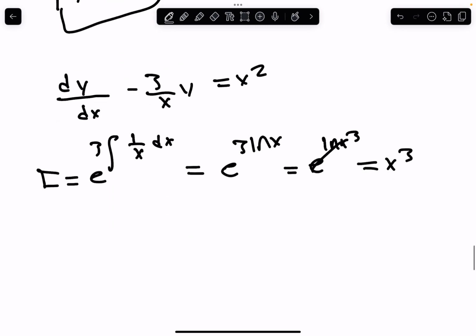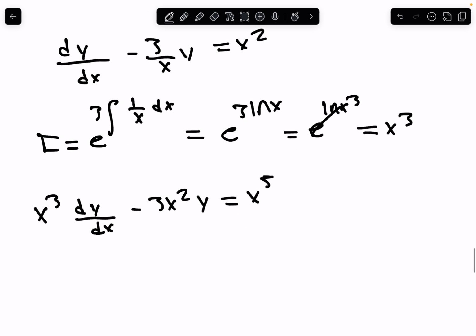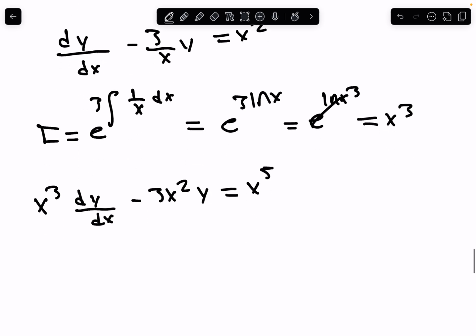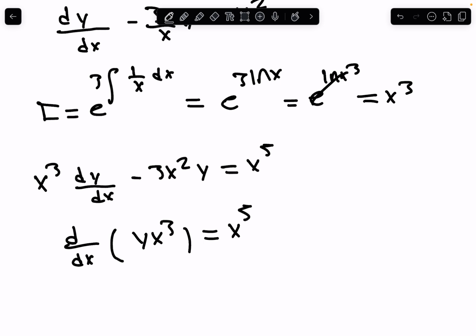So let's multiply through by x cubed. So it will be x cubed dy by dx minus, so the x and x cubed cancel, it becomes minus 3x squared y equals x to the power of 5. If I'm correct, let's reassure. Yes, we are. As I said in the last question, we'll write it as this: d by dx of y x cubed equals x to the 5th.